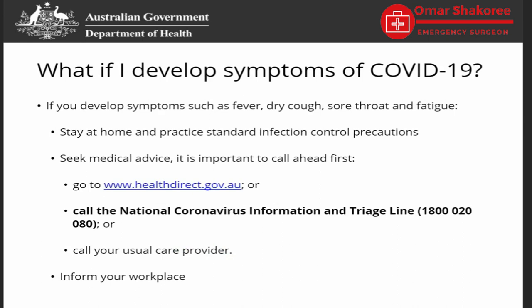What if I develop symptoms of COVID-19? If you develop symptoms such as fever, dry cough, sore throat, and fatigue, stay at home and practice standard infection control precautions. Seek medical advice. It's important to call ahead first. In Australia, go to this link or call this number or call your usual care provider. Each country gives their own numbers for calling and seeking medical advice, so look for this number. You also have to inform your workplace.